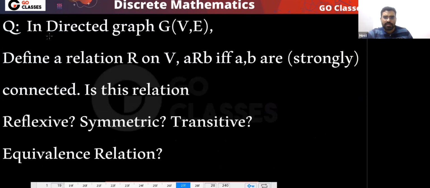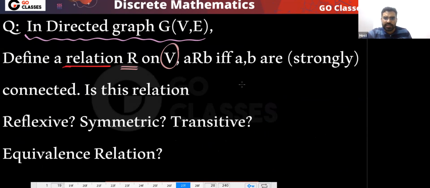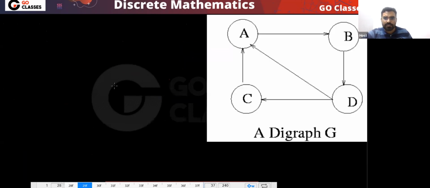Very nice question. See this. In a directed graph, let's define a relation on the set of vertices. We are saying that vertex A is related to vertex B if and only if A, B are strongly connected. Tell me one thing: is this relation reflexive? Is this relation symmetric, transitive, an equivalence relation? Let's check it out on this graph.